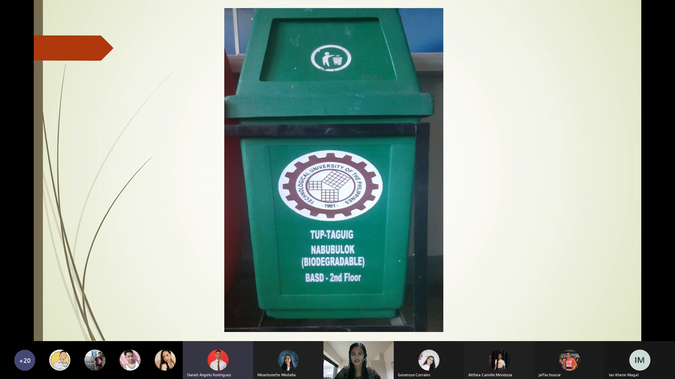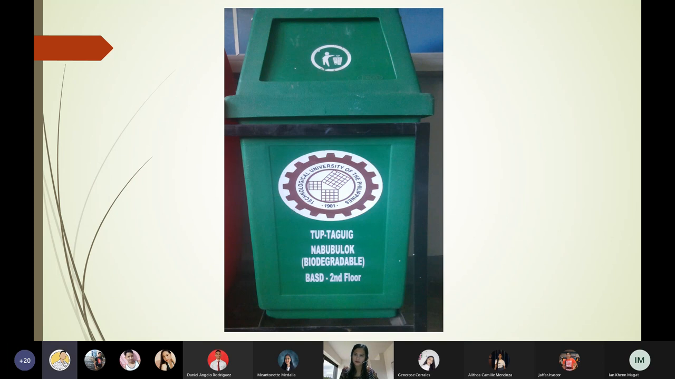My observation about the trash bin is based on the text, it said that it is biodegradable, so it is only useful for biodegradable trash like foods, mainly foods. That is because foods can be rotten, so sabi nga po dyan nabubulok, and it is only for a second floor. Okay, so thank you, Mr. Danielle. So aside from that, yes, may I call Mr. Madrid?